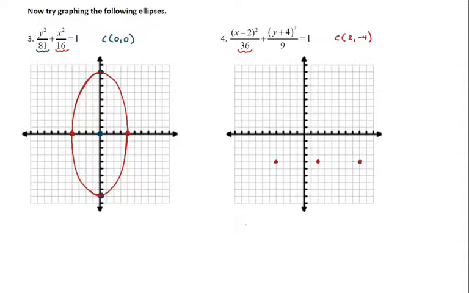And then the denominator of my y variable is 9. So the square root of 9 is 3. So I should go 3 units above and 3 units below the center. And there's my ellipse. So that is what the graph would look like.